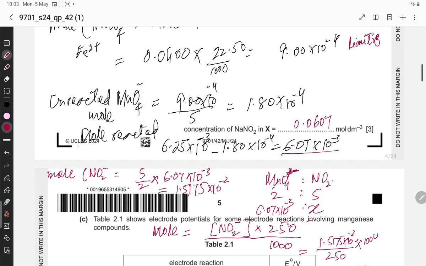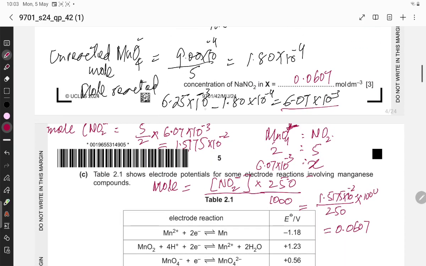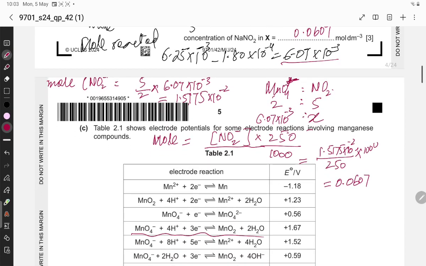The moles of manganate ions reacted is 6.25 × 10⁻³ minus 1.80 × 10⁻⁴. So the answer is 6.07 × 10⁻³. Now the moles of nitrite ion by taking the mole ratio: manganate ion is 2 moles and nitrite ion is 5 moles. So we get 1.5175 × 10⁻² moles of nitrite ion.